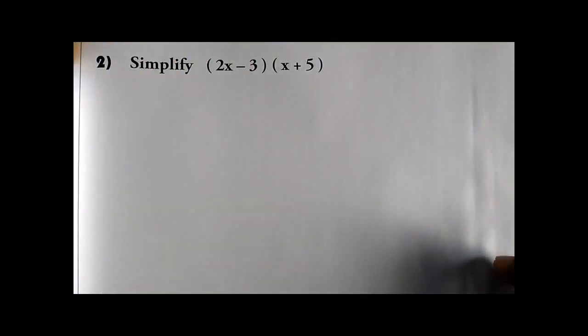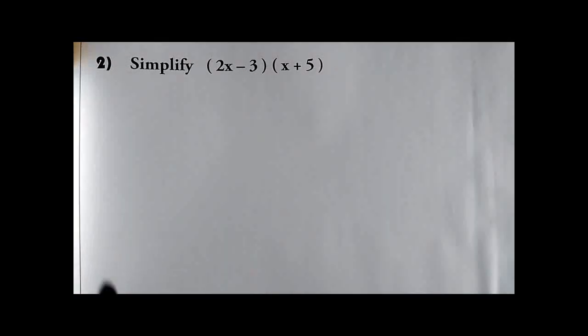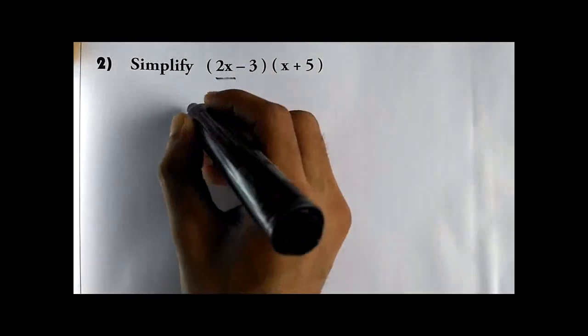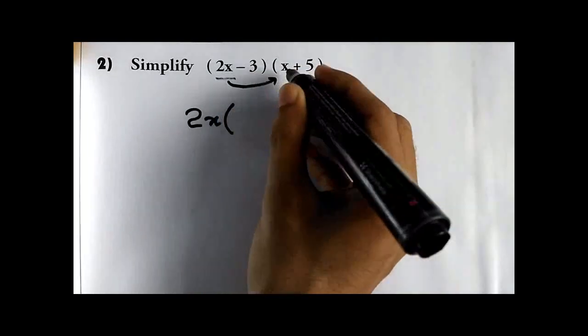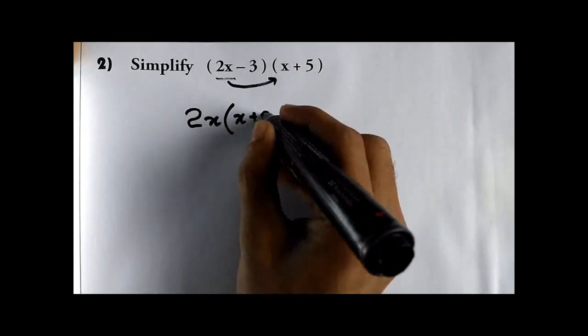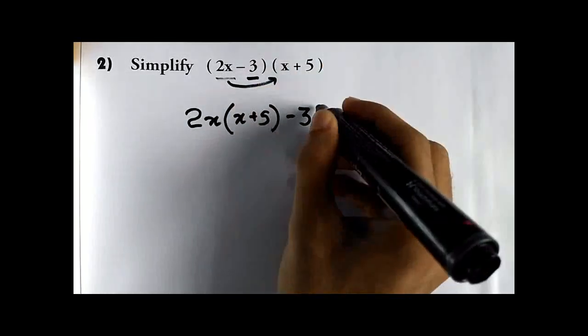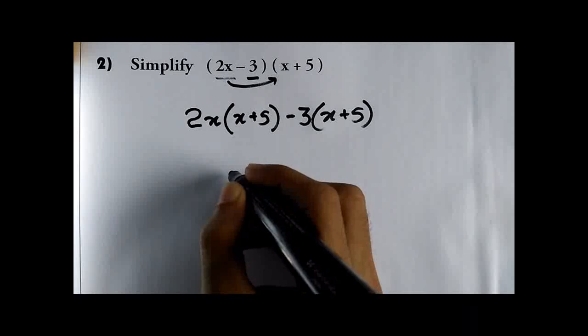Now we are moving to the second question. Simplify. This is related to binomial expressions. Very easy. First we consider the first term of the first bracket, which is 2x. That 2x should multiply by the second bracket, x plus 5. After that, the second term, minus 3, should multiply by the second bracket x plus 5 again. So now we'll try to solve this.